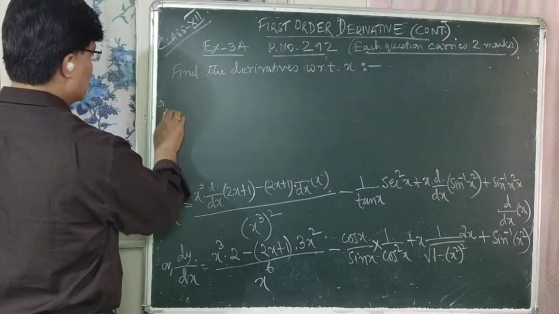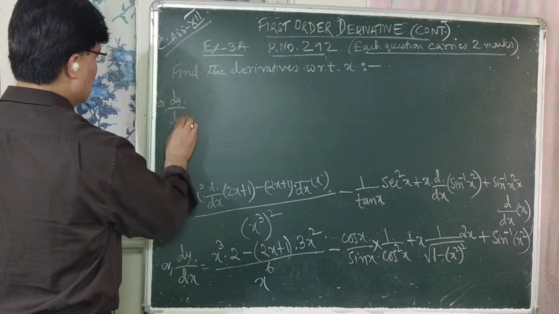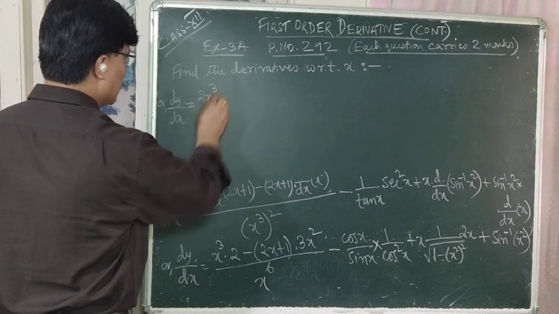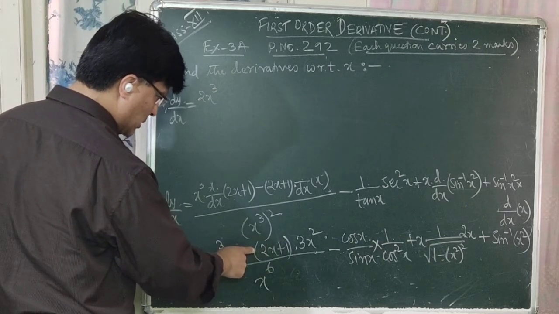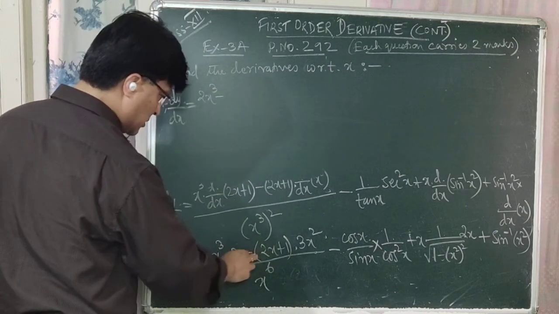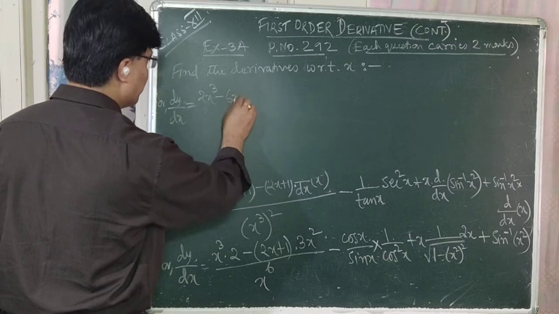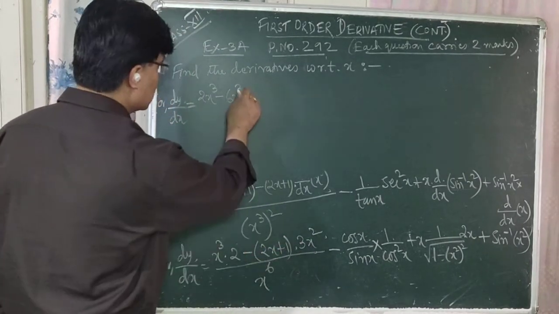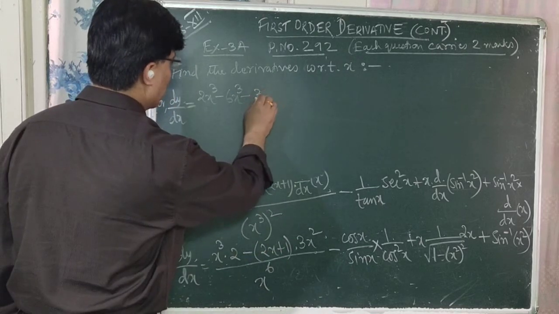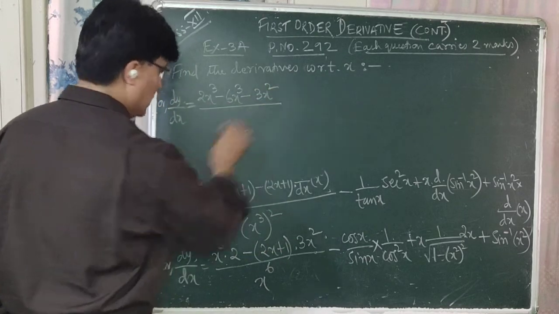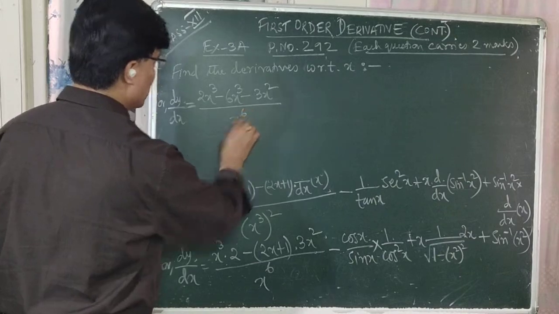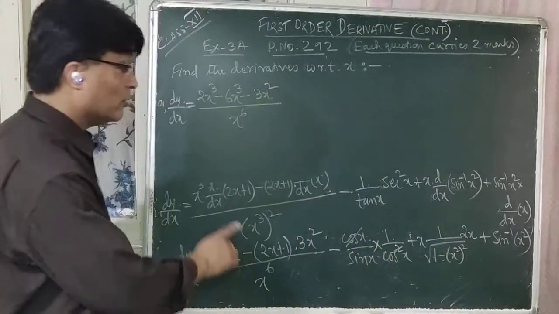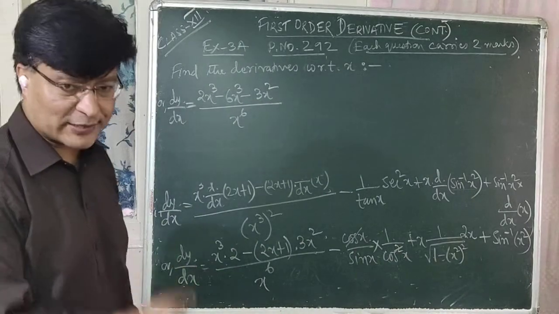Or dy by dx. So dy by dx is equal to 2x cube minus, this is 3 2s as 6x cube, minus 6x cube, minus into plus minus, that is 3x square. So whole divided by x to the power 6. Here you can cancel cos x and square gets cancelled. You will have sin x into cos x.